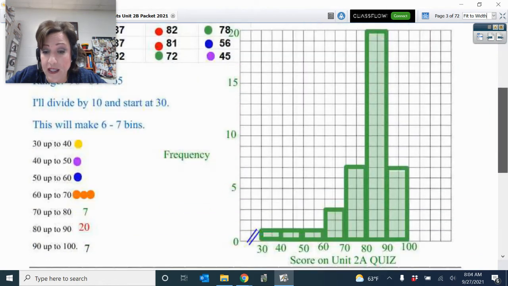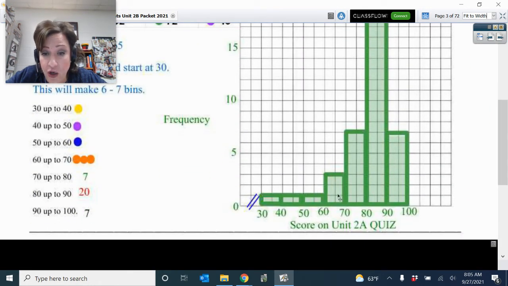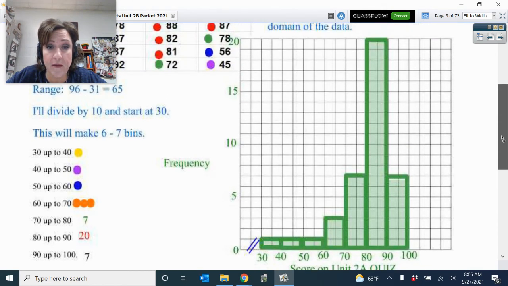So the ones that are actually 60 are going to be in this bin here, from 60 up to 70. Okay, and so on. And then I counted the ones from 70 up to 80, 80 up to 90, and 90 up to 100. I didn't put the dots, I just went ahead and put the numbers. Since I see that my largest number is 20, and I know that this grid has 20 items, I decide I'm going to go ahead and just go by ones.